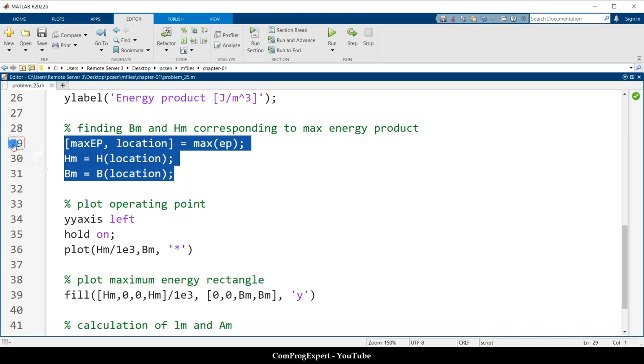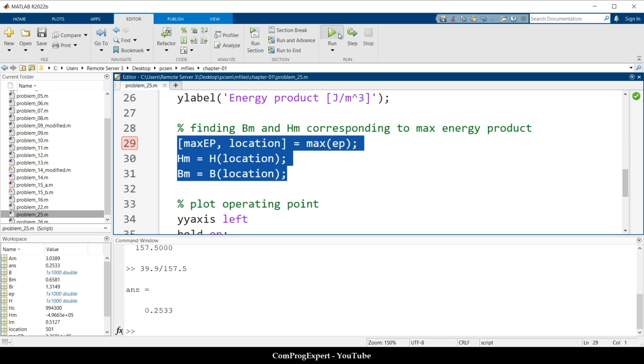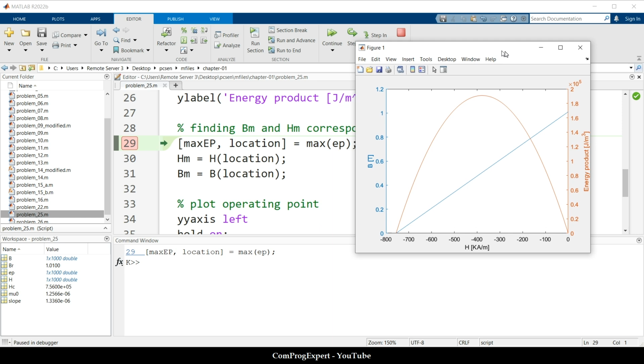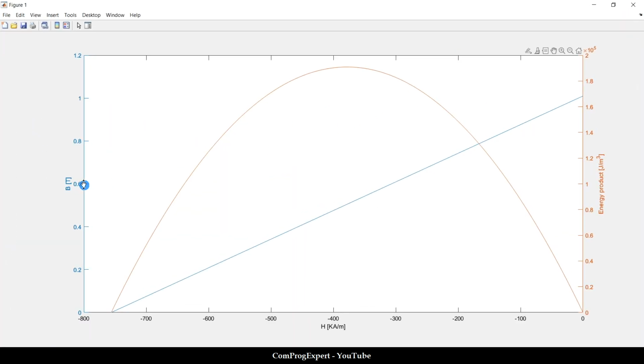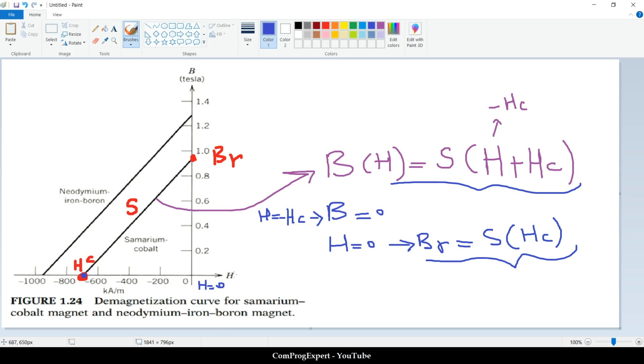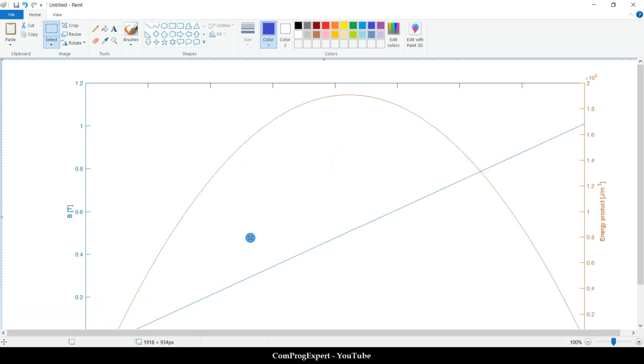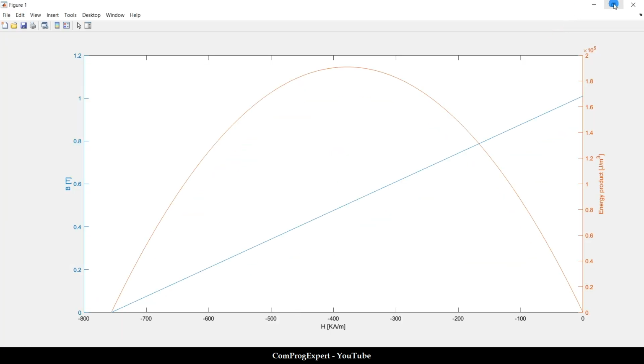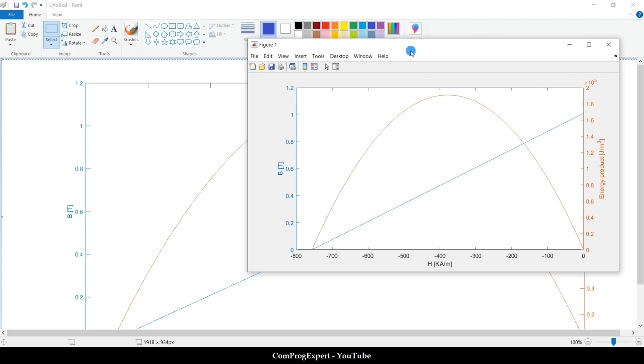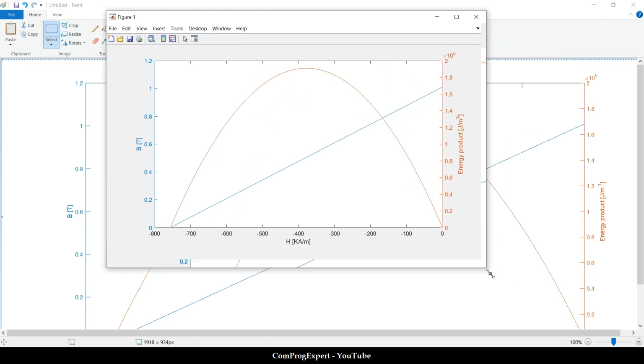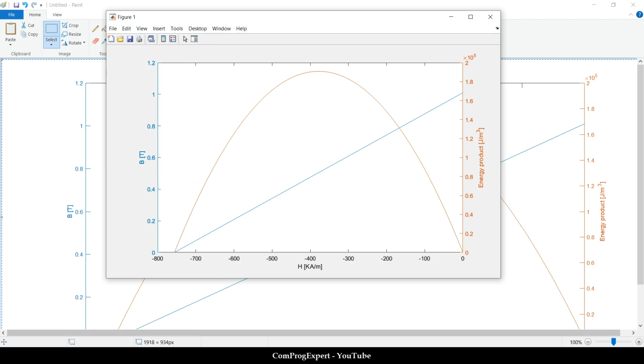Here, let me place a breakpoint, just run the code up to here. Yes, you can see the BH curve of the magnet. We have plotted it, and this is the energy product. Yes. So here you can see these numbers. Let me reduce the size here. I want to explain this point.